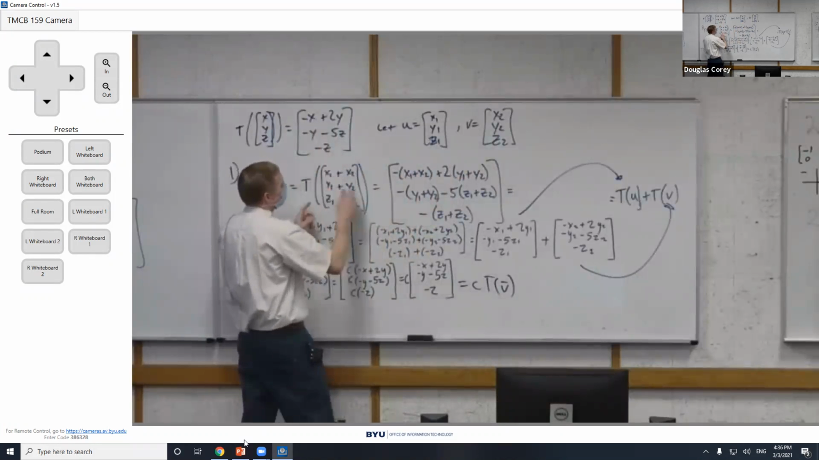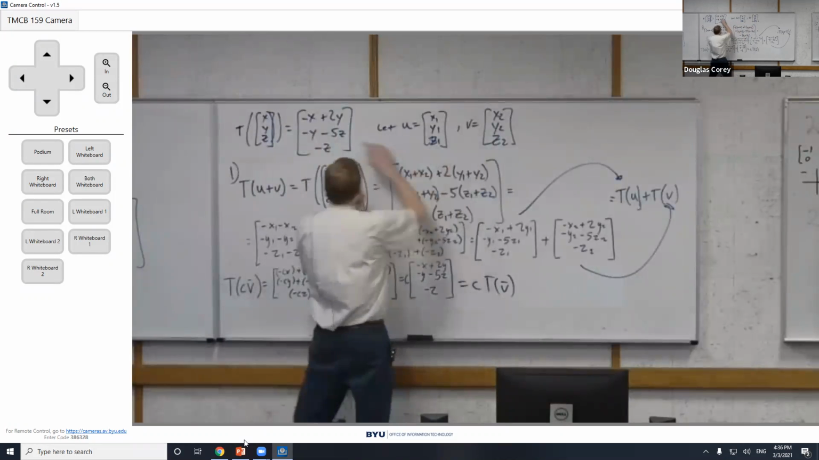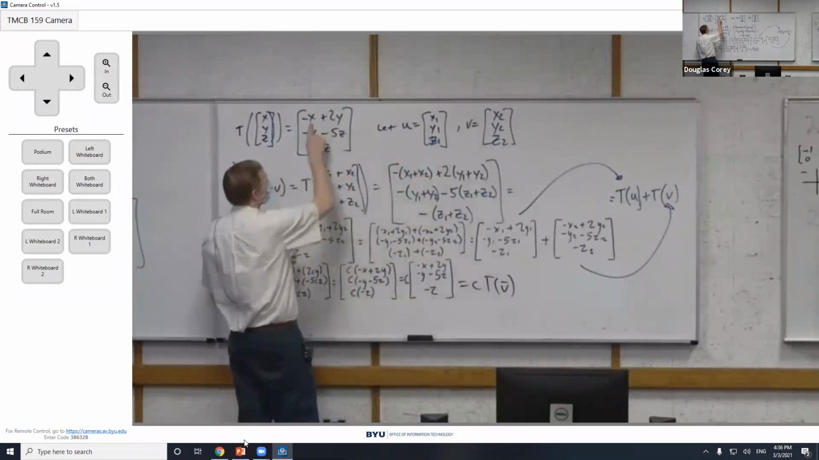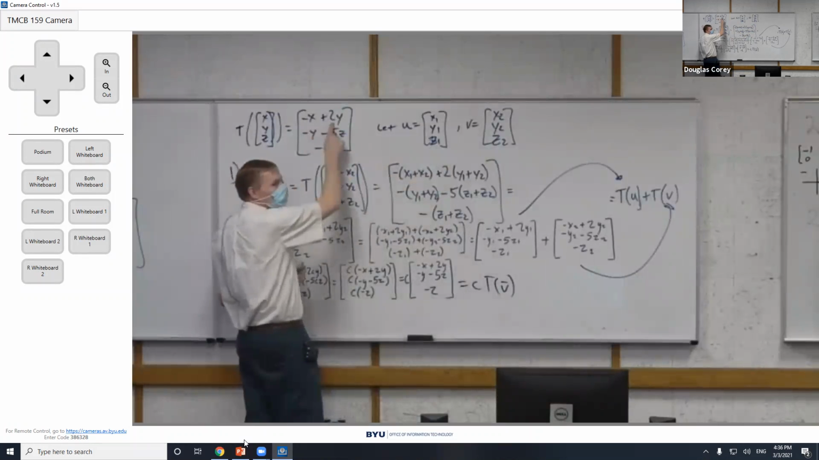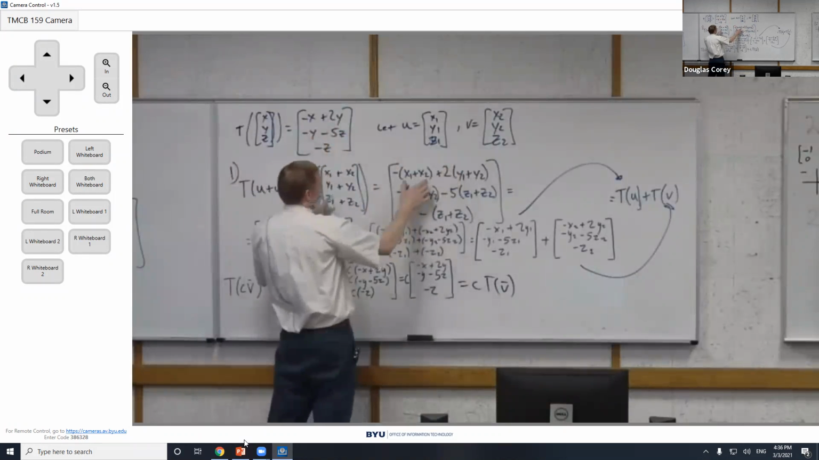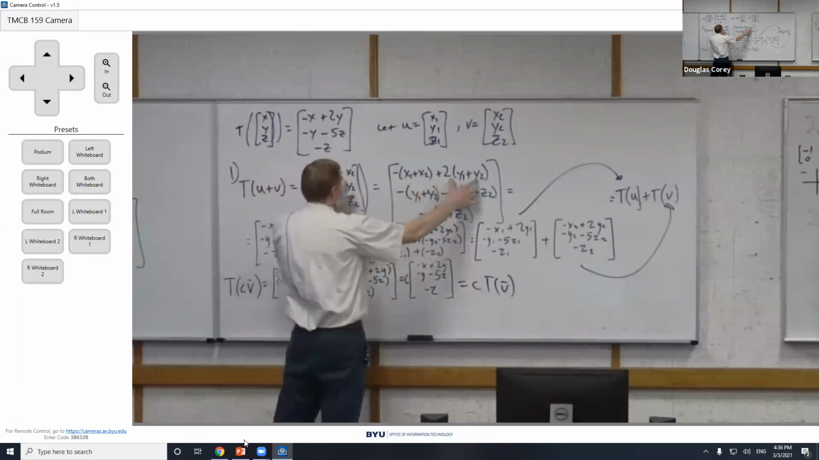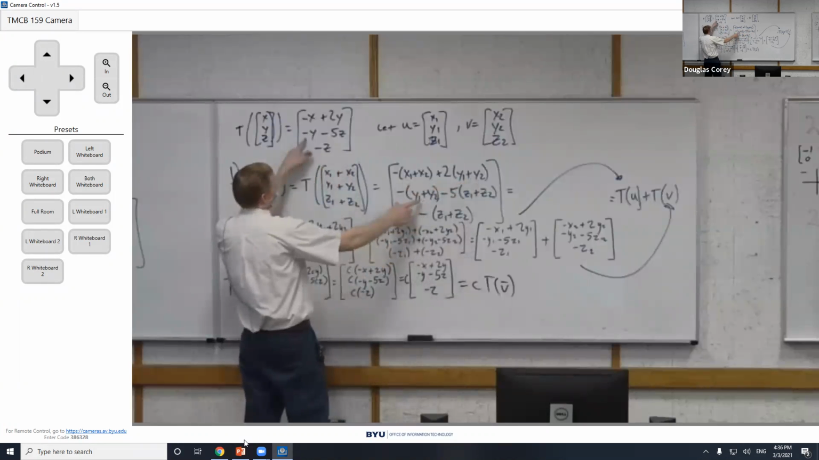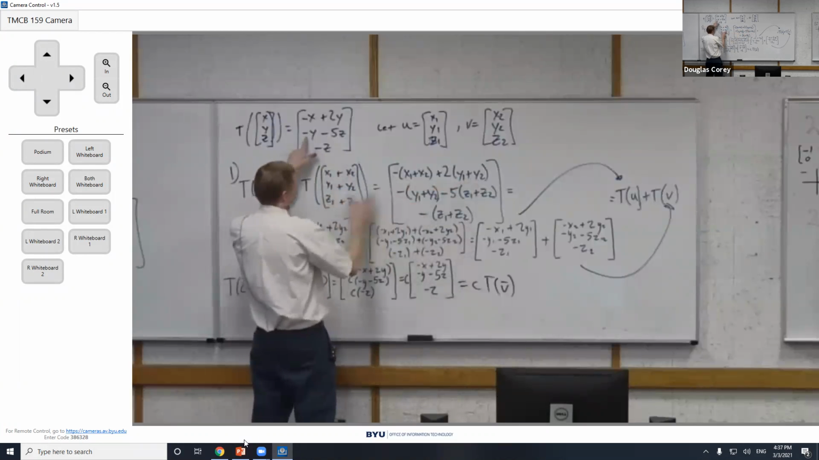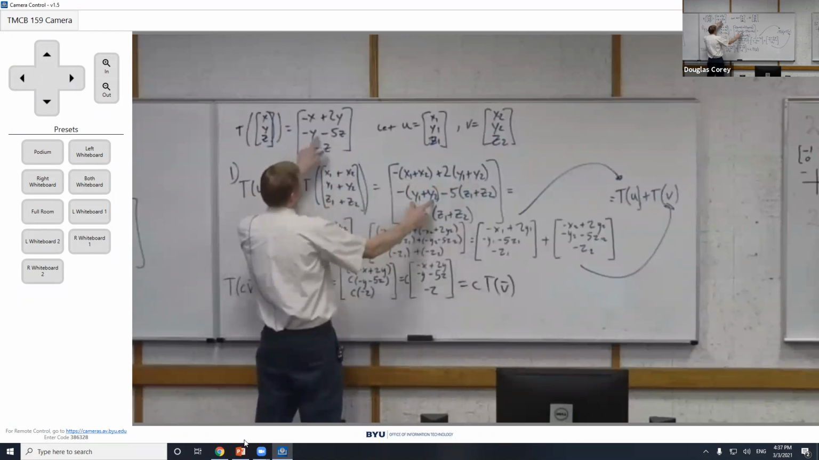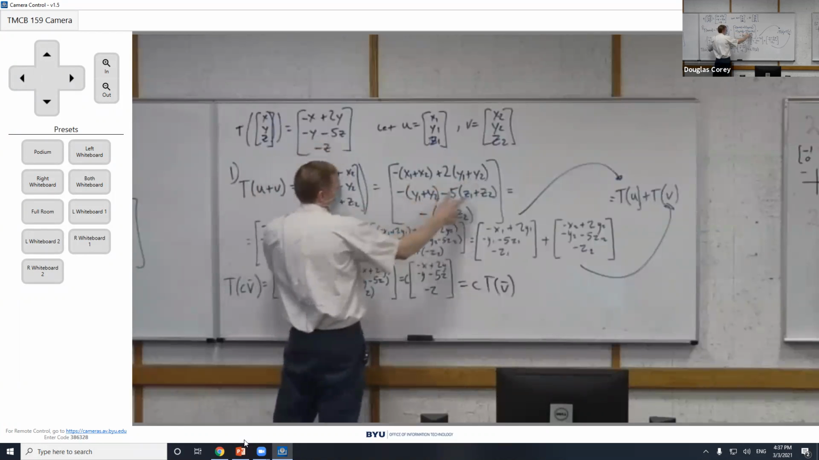This transformation says my new x is I subtract my old x and add 2 of my old y. So my new x over here is I subtract my old x, which is this, and add 2 of my old y. So I did that. And then same thing here. My new y is I subtract my old y. So here's my old y, I subtracted that. And I subtract 5 times my old z. So here's my old z, I subtracted 5 times that.